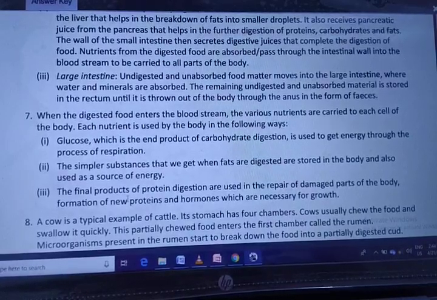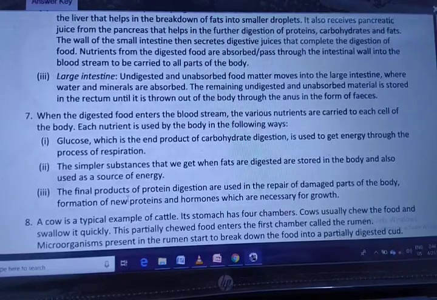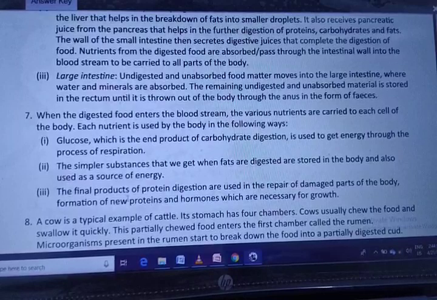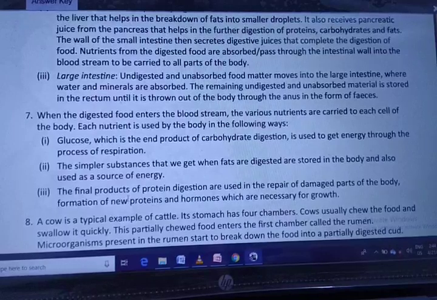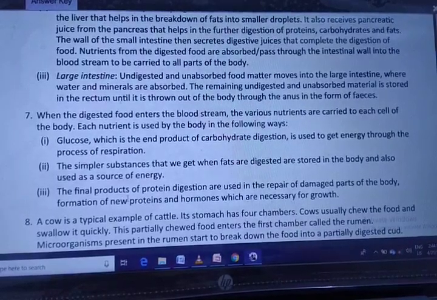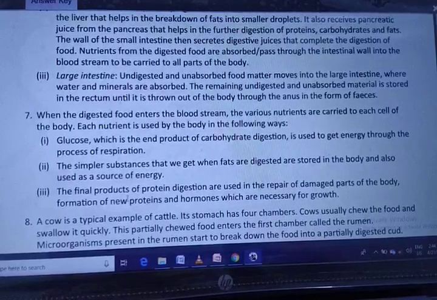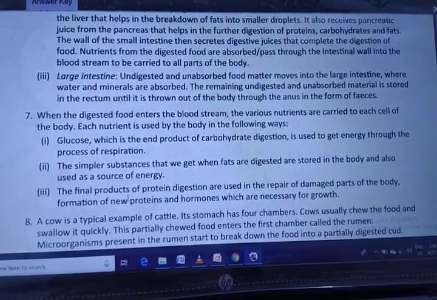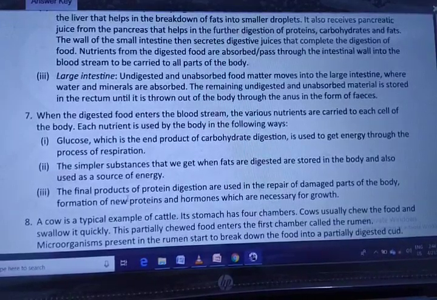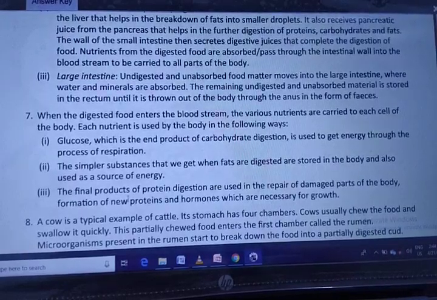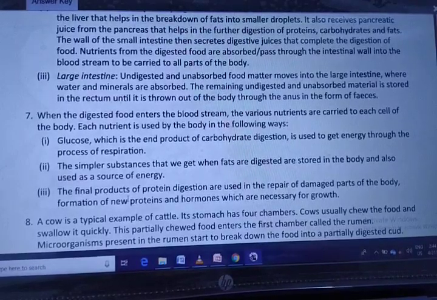Now question number 7. Explain what happens to digested food when it enters the bloodstream. When the digested food enters the bloodstream, the various nutrients are carried to each cell of the body. Each nutrient is used by the body in the following ways. First, glucose. Glucose, which is the end product of carbohydrate digestion, is used to get energy through the process of respiration. The fatty substances that we get when fats are digested are stored in the body and also used as a source of energy. The final products of protein digestion are used in the repair of damaged parts of the body, and the formation of new proteins and hormones which are necessary for growth.